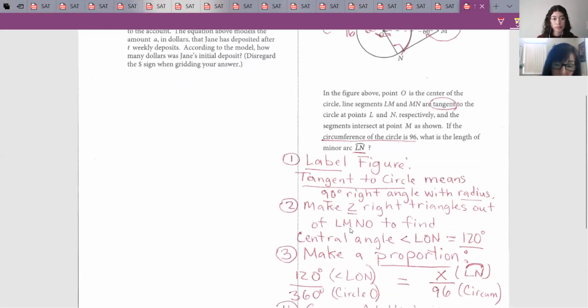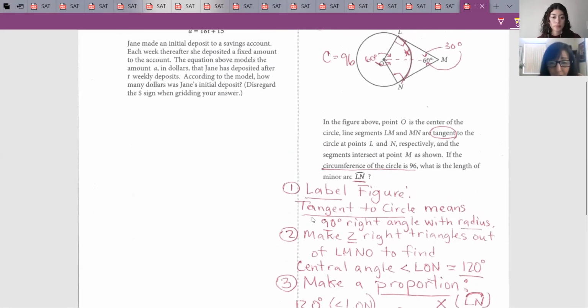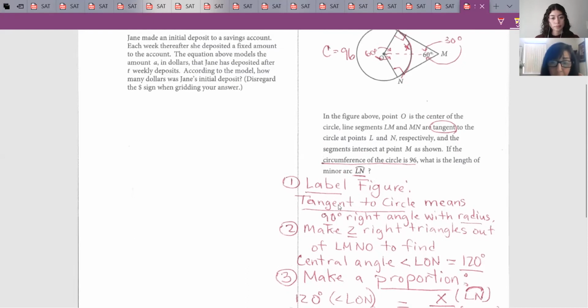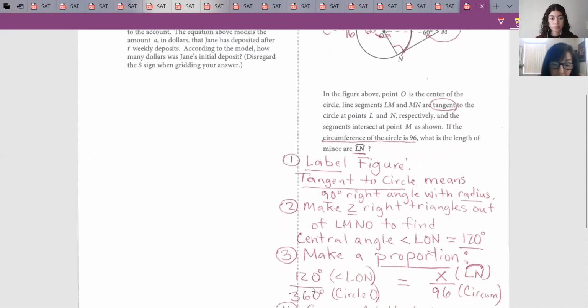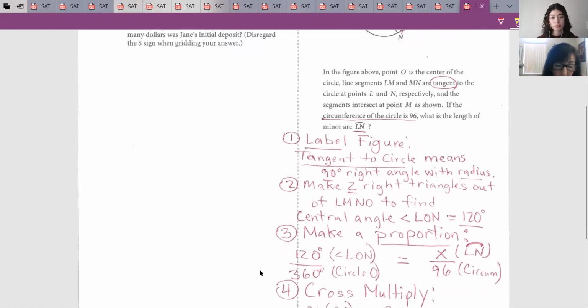Make two right triangles to make LMNO to find central angle LON. Make a proportion. Again, no need to figure out arcs or arc length with a formula. What's our proportion? 120, because we figured out how many degrees that is, 120 angle LON over 360, the whole circle, is equal to X, that's arc LN, which 120 is a part of, over the circumference of the whole circle, 96.